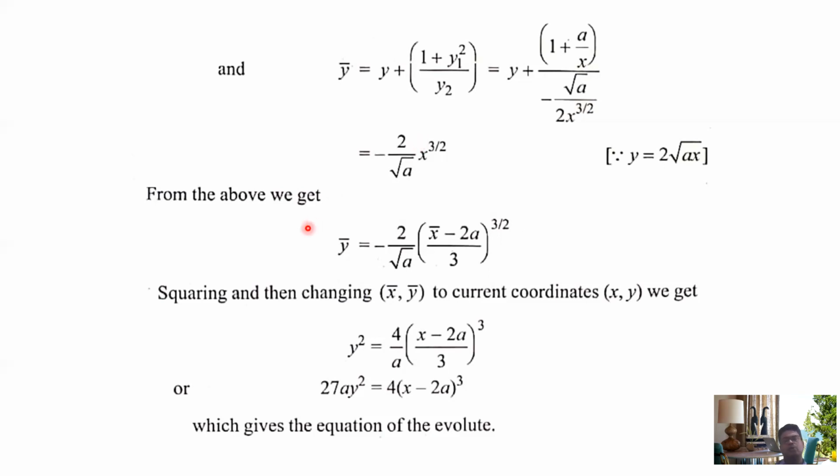So ultimately you have y bar is equal to minus 2 by root a, x bar minus 2a by 3 whole to the power 3 by 2. Now the locus of x bar, y bar, that is this expression, where x bar, y bar are replaced by x and y. So this is the required 27a y square is equal to 4 into x minus 2a whole cube, which gives the equation of the evolute.